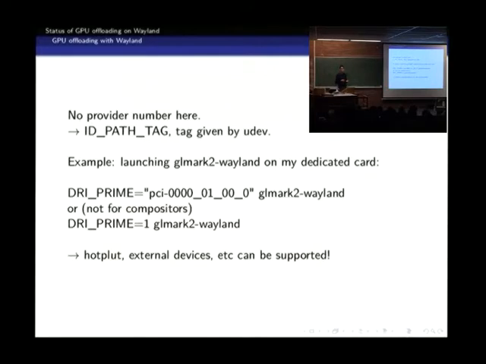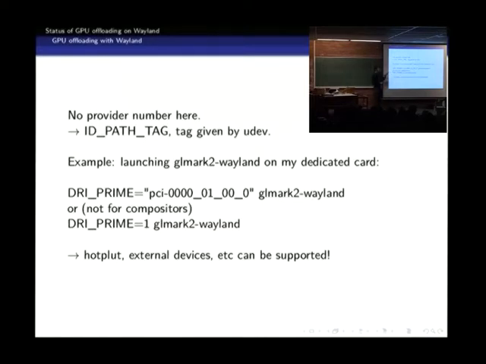The device path is not constant across reboots or across updates because it depends on the speed of the boot of the driver. So we decided to rely on a tag filled by udev, which doesn't change, and which looks like that. So this is the ID path tag for my dedicated card. And when I want to use this card to render, for example, glmark2, I will use this command. But since it's a bit tricky to remember all that, we decided that one will have a special meaning to say that I want another card than the compositor. So when you have only two cards, it takes the other one.